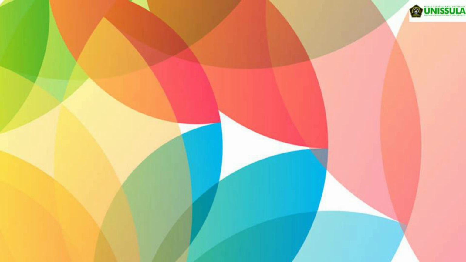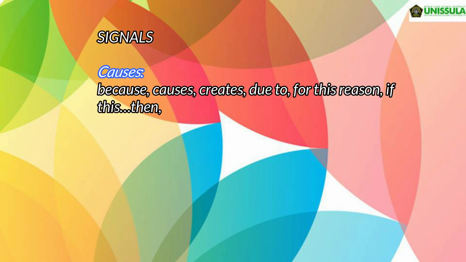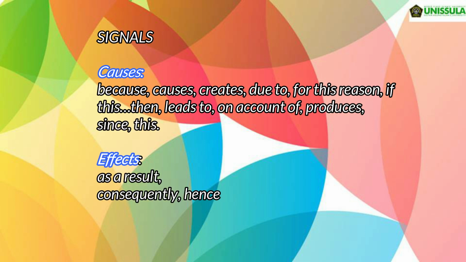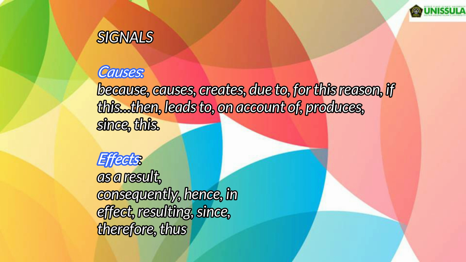Okay, and then we come to the signals of this pattern. The signals for causes are, for example, because, causes, creates, due to, for this reason, if this, leads to, on account of, produces, since, and this. And the signals for the effect are, for example, as a result, consequently, hence, in effect, resulting, since, therefore, and thus.